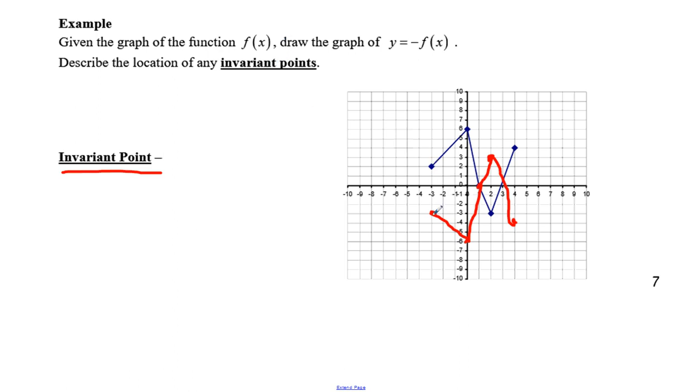Well, this first point certainly changed. This second point certainly changed. Right here, I believe that this was 1, 0. What did it become afterwards? It became 1, 0. It is the invariant point. Now, take a peek at this. This point down here certainly moved up there. This point here moved down here.